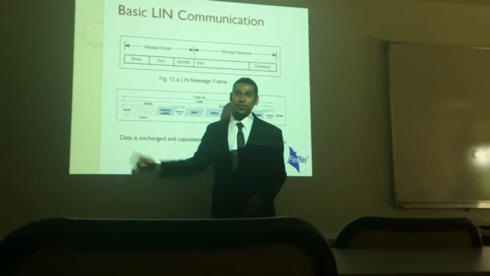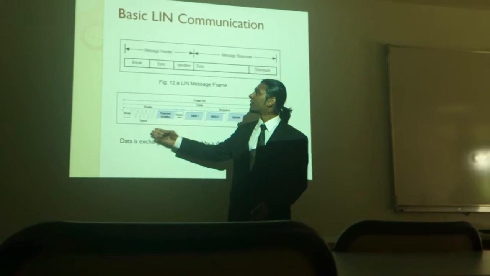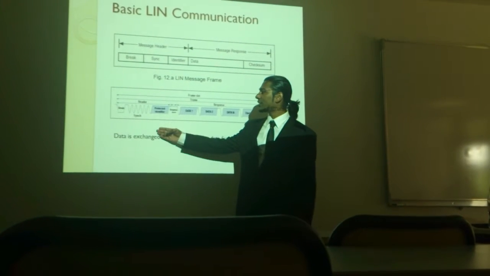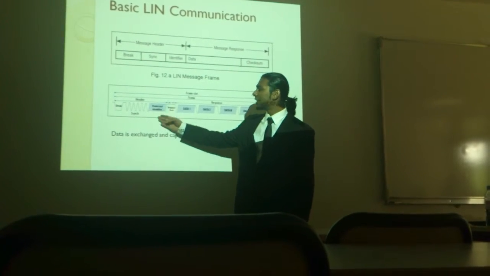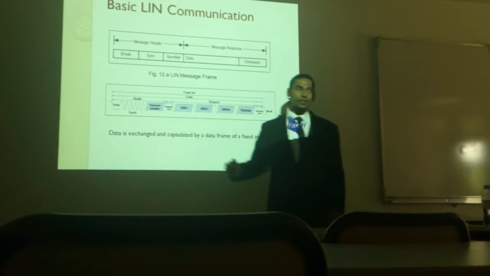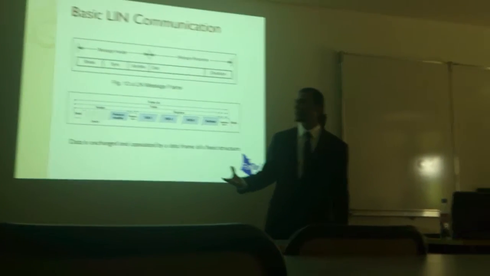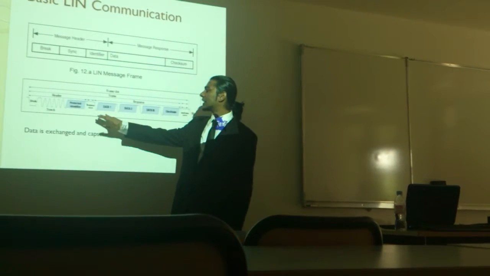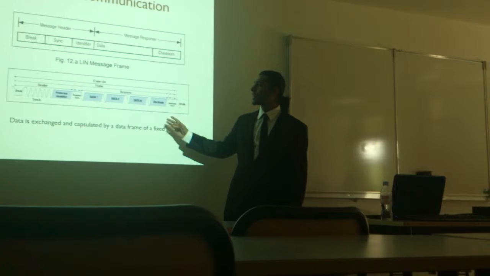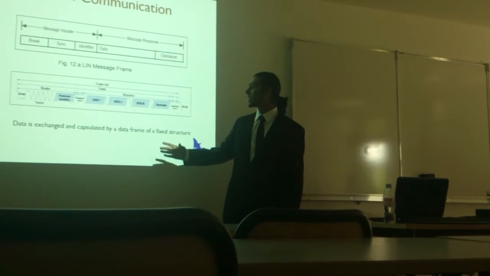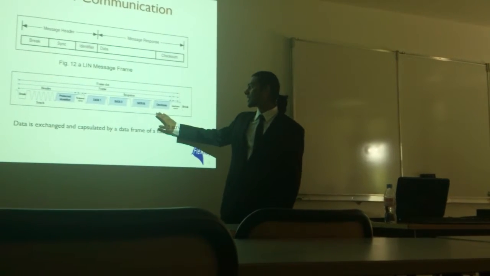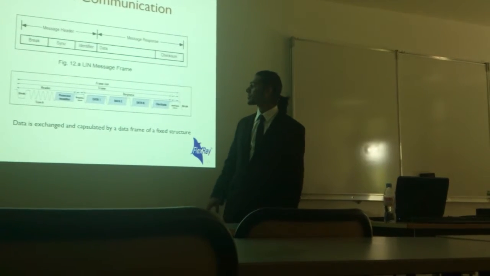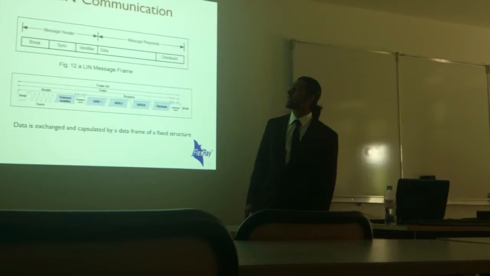Now after the slave synchronizes itself with the master's clock, the identifier field will tell the slave what data to expect. Once the slave understands that, the data field is the communicated data that is being sent. And finally, the checksum. Checksum is to ensure that the data has been received correctly. Now, based on this, there are 2 types of data frames: the transmit frame and the response frame.